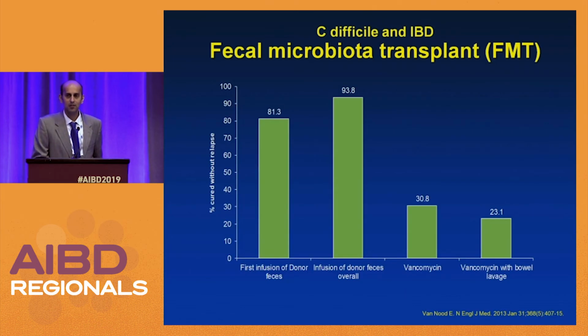Fecal microbiota transplantation is really the most effective treatment for recurrent C. diff infection. So this was the Van Noot study that was published in 2013 in the New England Journal that looked at duodenal infusion of donor feces and showed that with a single fecal transplantation that way, 80% had no more recurrences. And if you allow for a second treatment in those who failed the first treatment, over 93% did not have any recurrence. And you see here how much it outpaces use of vancomycin for prevention of recurrence. So it's important to think of this as an option and not really wait till too late in the game.